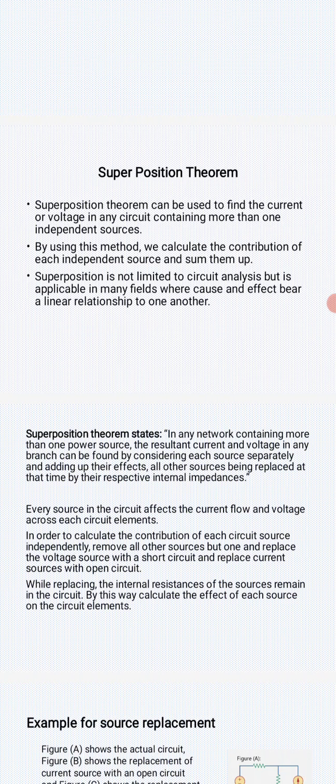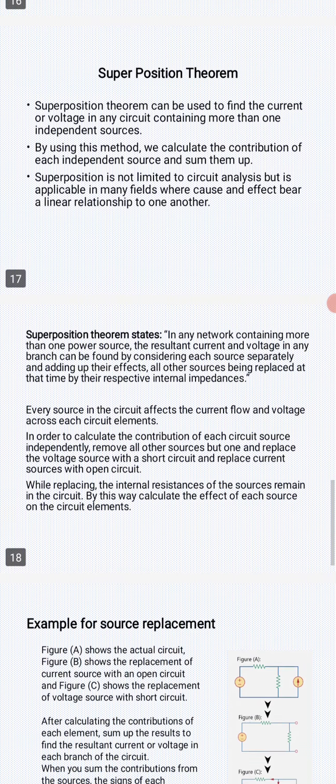Next we are going to continue with another theorem called the superposition theorem. The superposition theorem can be used to find the current or voltage in any circuit containing more than one independent source. We know what independent sources and dependent sources are from our first video lecture. By using this method, we calculate the contribution of each independent source and sum them. Superposition is not limited to circuit analysis, but is applicable in many fields where cause and effect bear a linear relationship to one another.